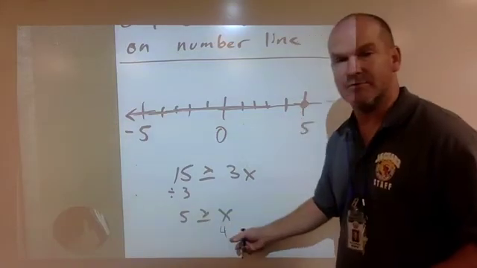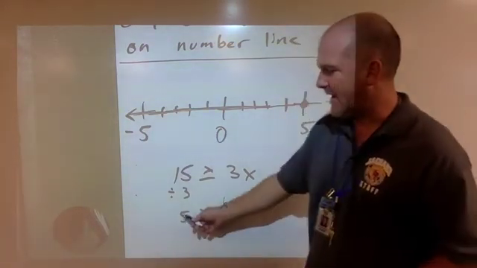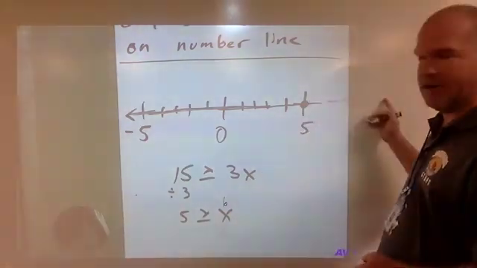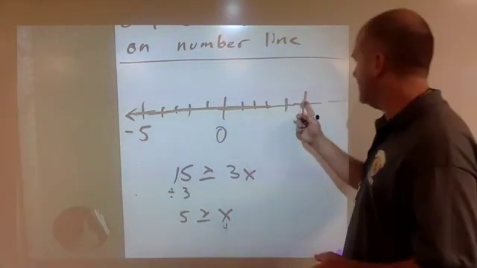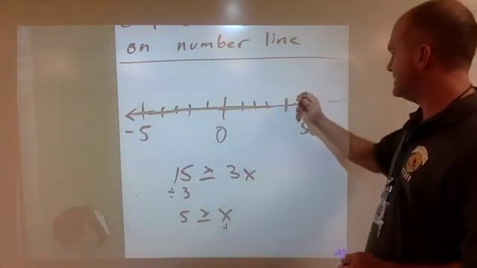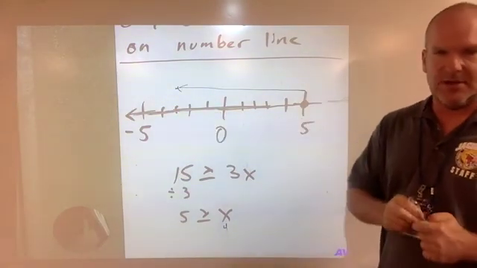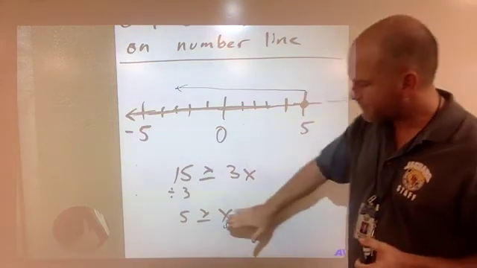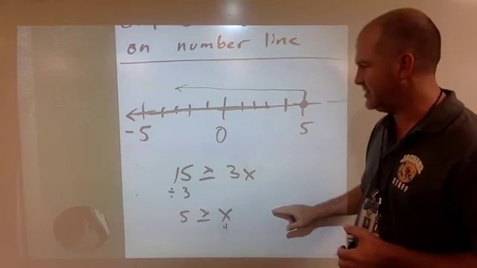5 is greater than or equal to 4. 6 would not work. 5 is not greater than 6. So 6 is to the right of 5, and those don't work. 4 is to the left of 5, and those do work. So this would go to the left. All right, and this is the only time I really see students miss problems like this, is when in your original problem, x is on the right-hand side of the equation.